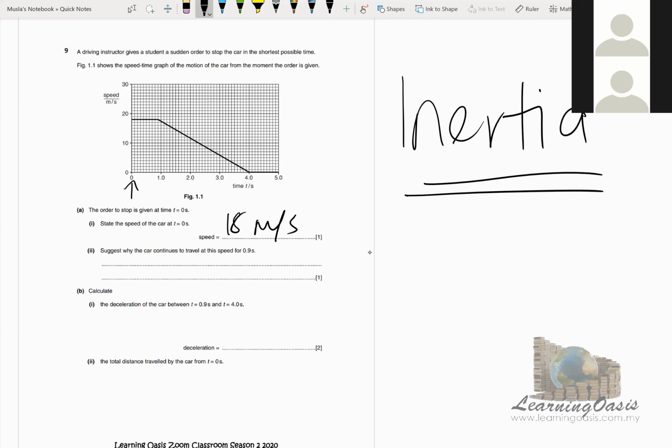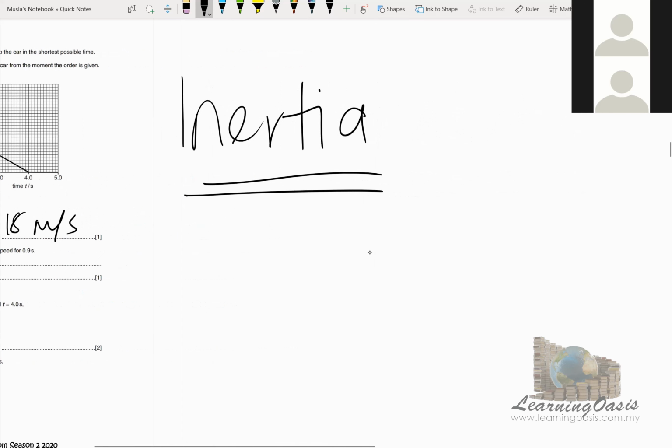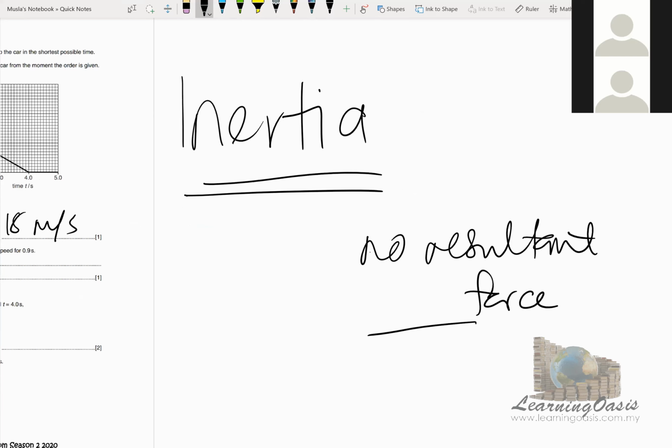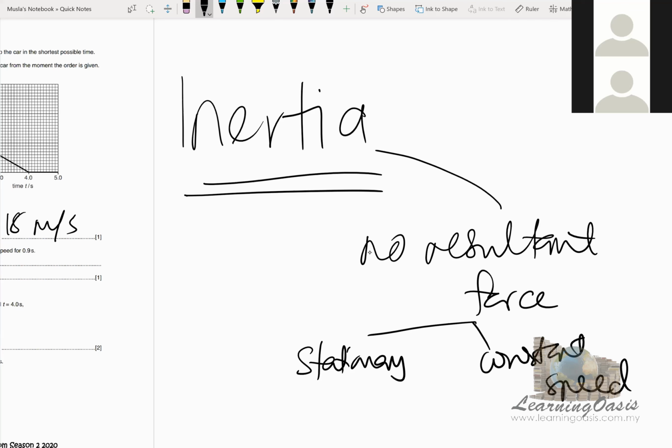Inertia. Because when you go for Newton's first law, what is Newton's first law? When there's no resultant force, the object is either stationary or moves at constant speed. If it's moving, it will keep moving. If it's stationary, it will keep stationary. If it's stationary, it prefers to be stationary. If it's moving at a constant speed, it prefers to be moving. So this is what you call inertia. Remember we discussed it before this.